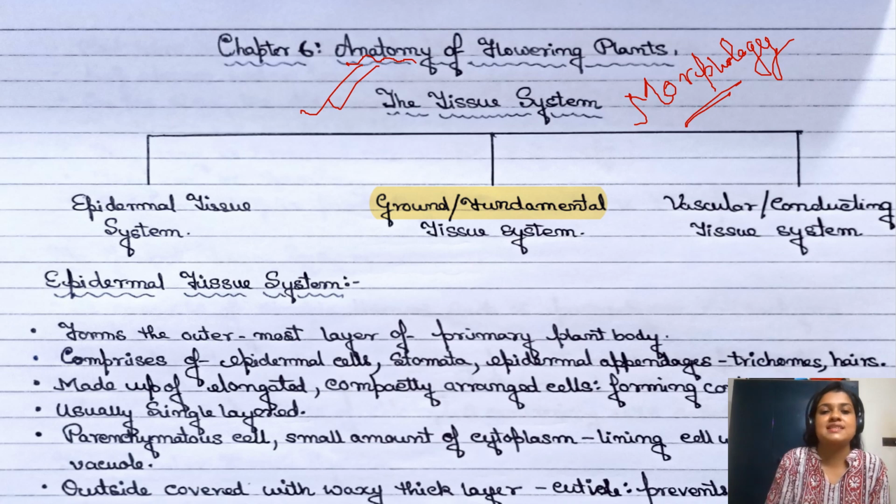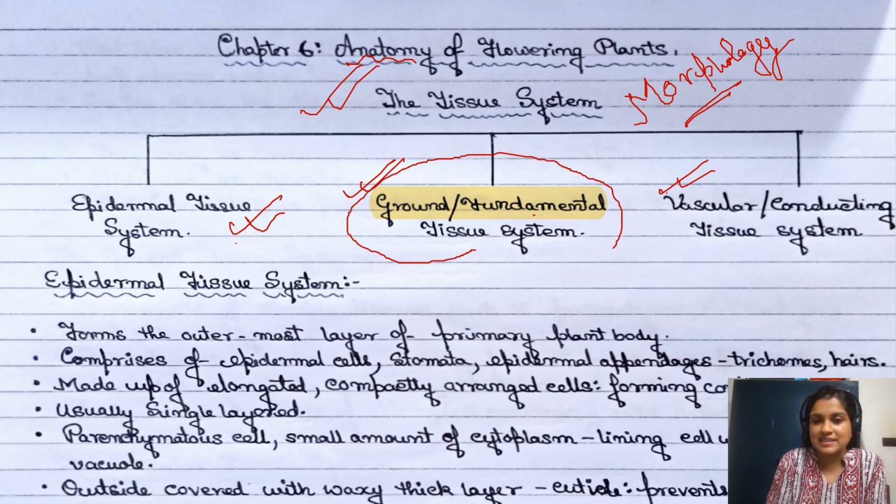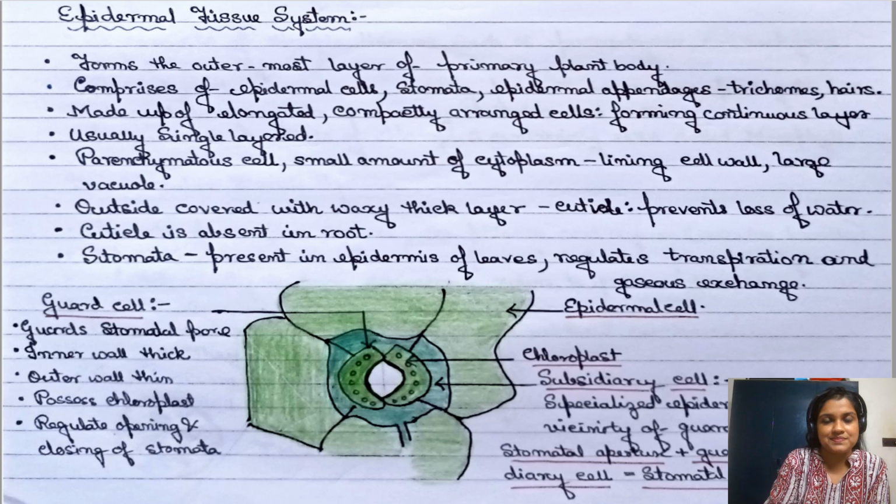The tissue system is divided into three types: epidermal tissue, ground tissue, and vascular tissue. So what are the three things? Epidermal tissue, ground tissue, and vascular tissue. Ground tissue is the most fundamental and simple type of tissue system. The rest are epidermal and vascular. Let us study all of them one by one. First, let us come to epidermal tissue.